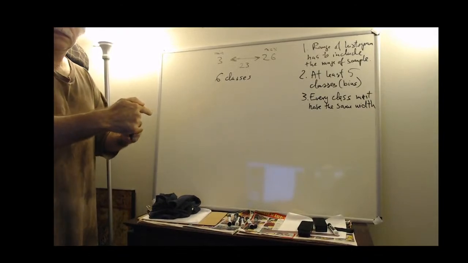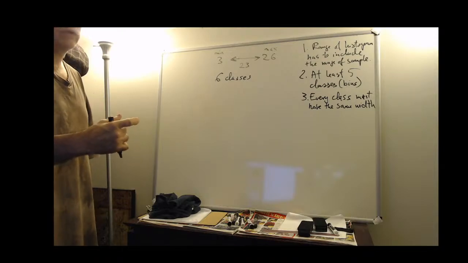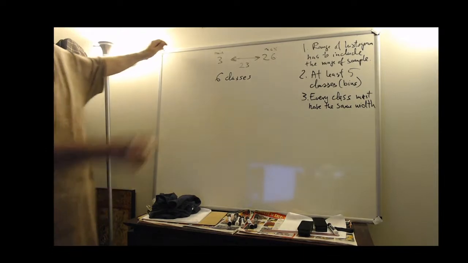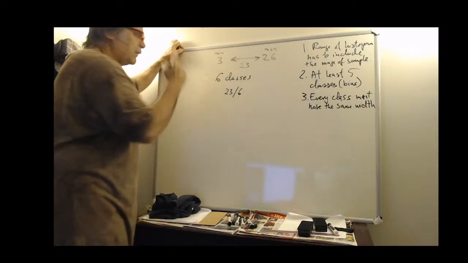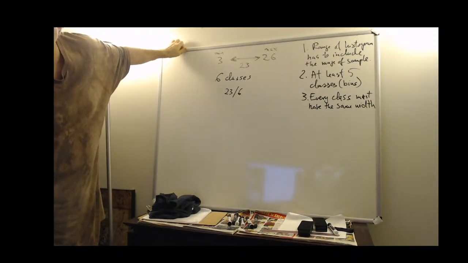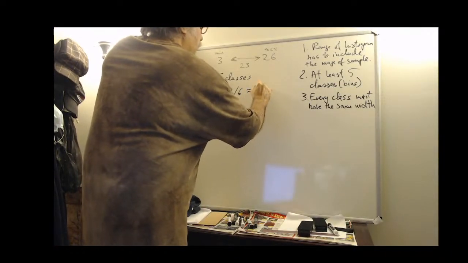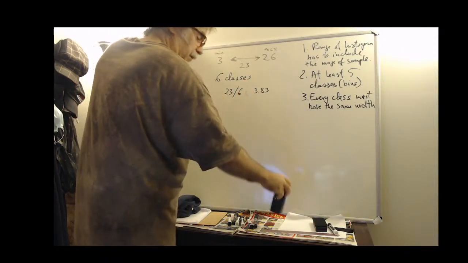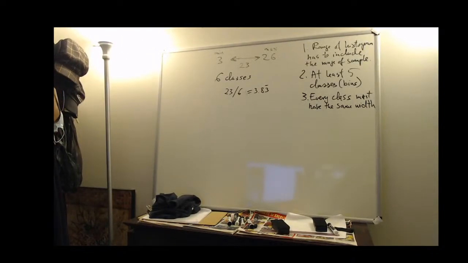To avoid confusion, I'm going to call it width, which means that every bar has to have the same width, and that's going to be the range of a class. So what is that going to be? Well, you have 23 here divided by 6. That turns out to be something like 3.83. As a matter of fact, it's 3.8333, and it keeps on repeating.